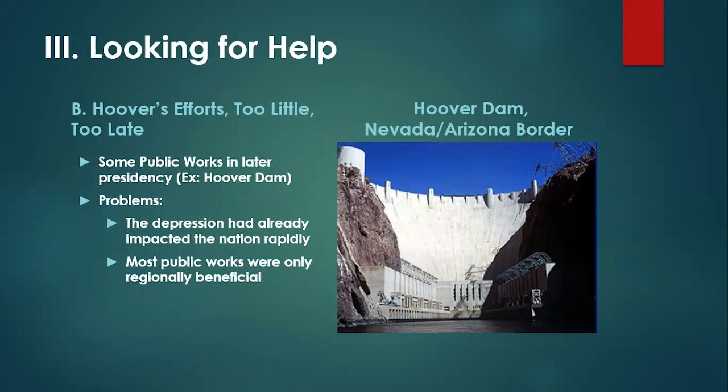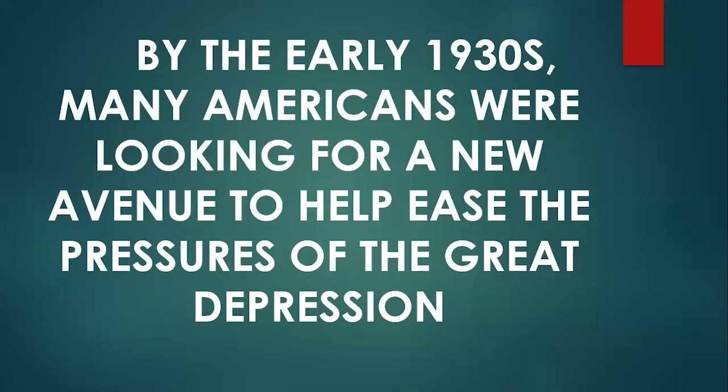getting money flowing in the economy, helping people out in that way. But what does this do, say, for people up in the Northeast or in Florida or up in Oregon? They're not feeling any of the impacts of this, right? So overall, Hoover's plans weren't very successful. So what we can kind of see is by the early 1930s, Americans were kind of looking for a new avenue to help ease the pressures of the Great Depression.